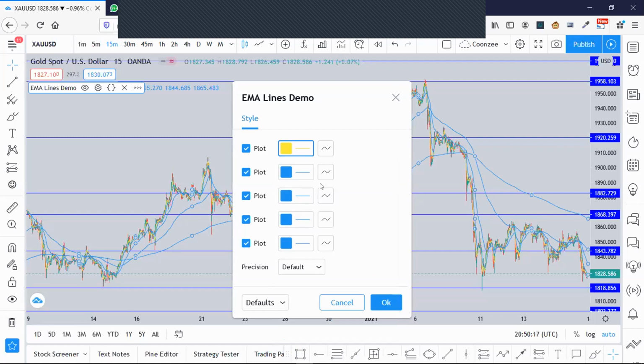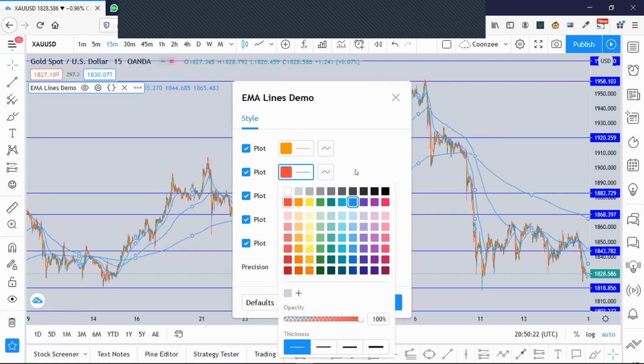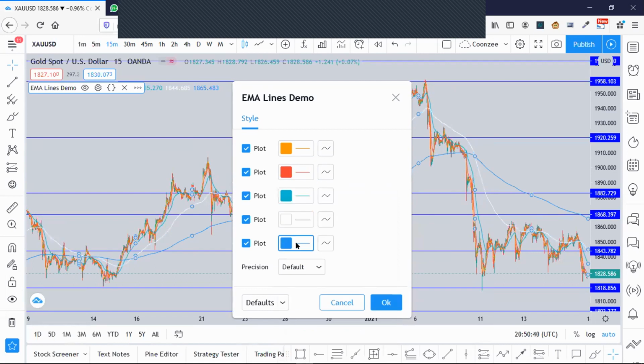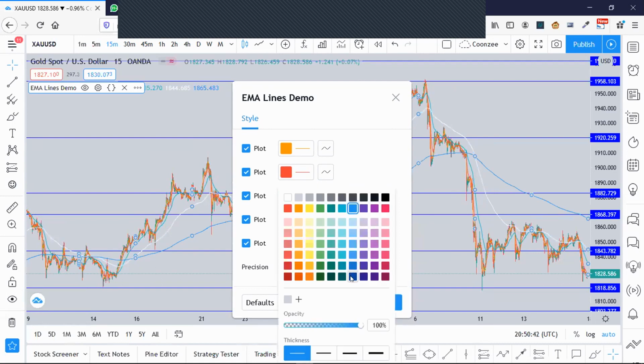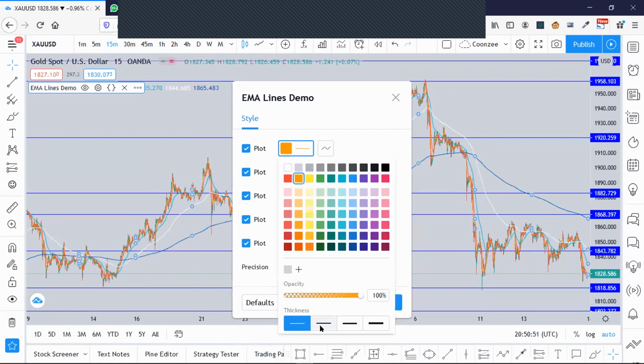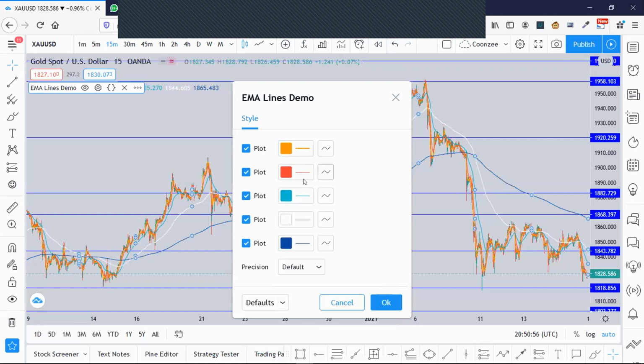I think I like using orange for this one, then red for this one, blue, and white. And this dark blue is the 800. I also like increasing the thickness so that it is more visible for me to see, even when I'm zoomed out.